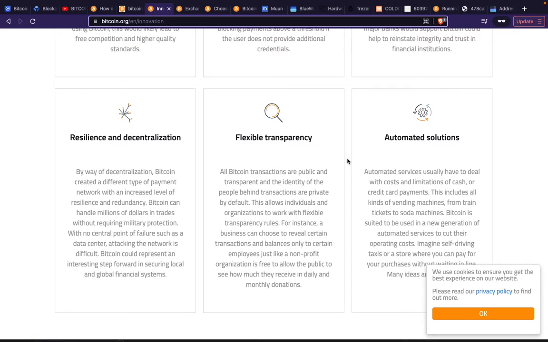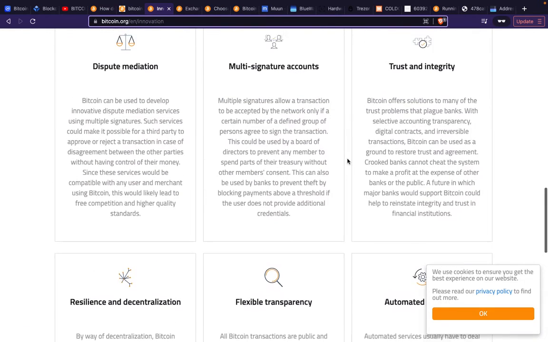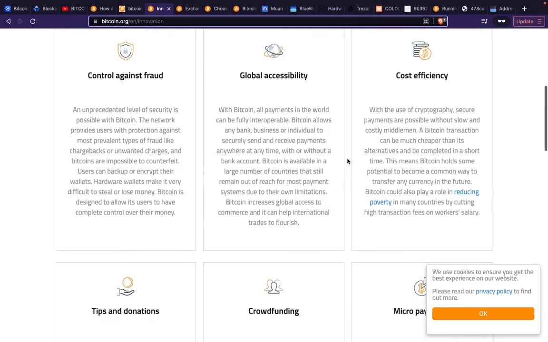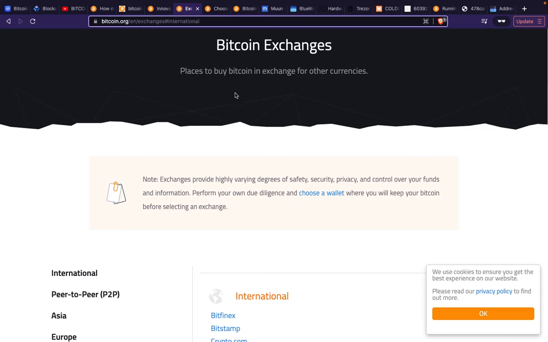Resilience and decentralization. Right? It's decentralized. Flexibility, transparency, and you have automated solutions. Automated services usually have to deal with costs and limitations of cash and credit card payments, and all those things. These are all the solutions Bitcoin brings, and so many more. And each of them are big. It may sound small, but each of them are very big solutions.